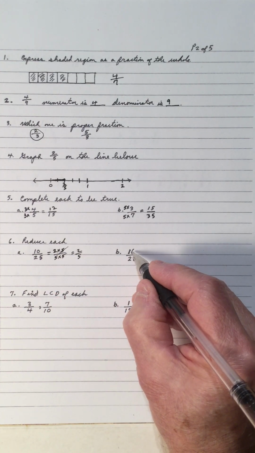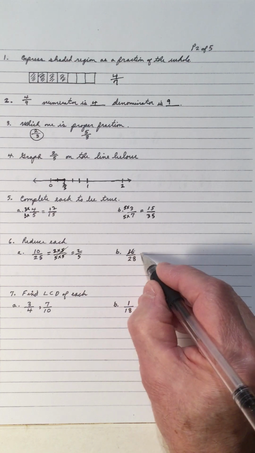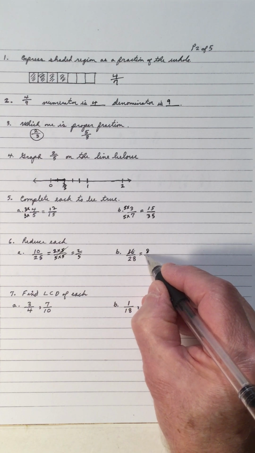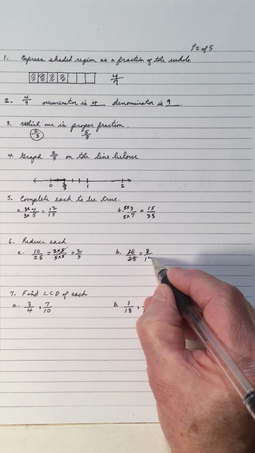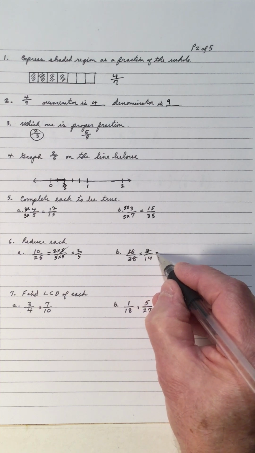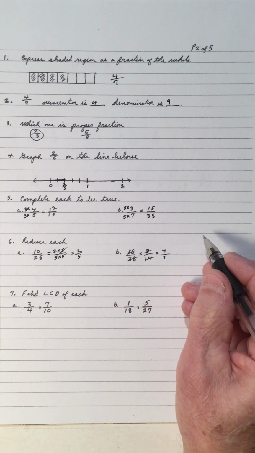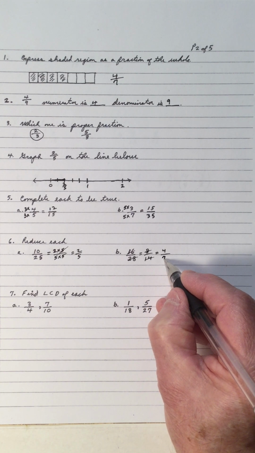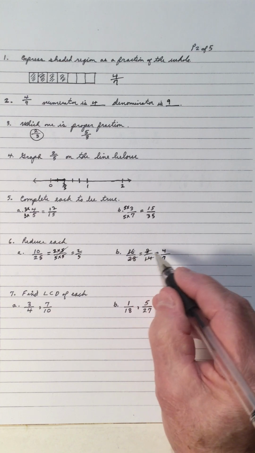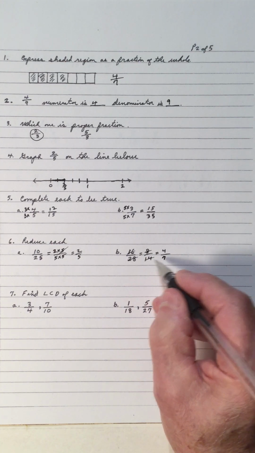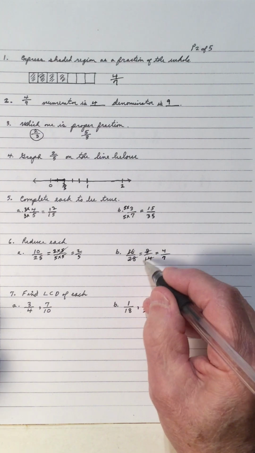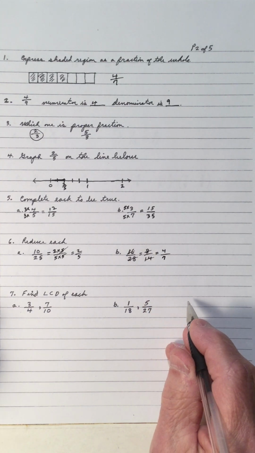16 and 28. Well, it's even, so just divide by 2. So we get 8 and 14. Still even. Divide by 2. We get 4 and 7. So if you divide by 4 right at the beginning, 4 into 16 goes 4, 4 into 28 goes 7. But because it's even, you can take the 2 out and then take another 2 out.